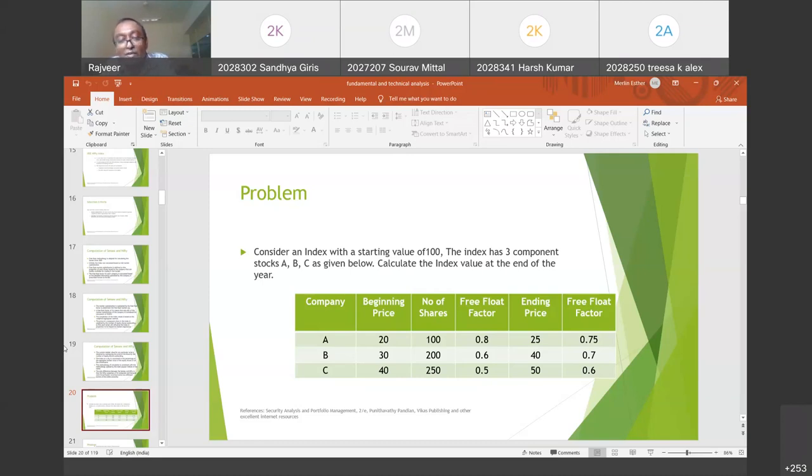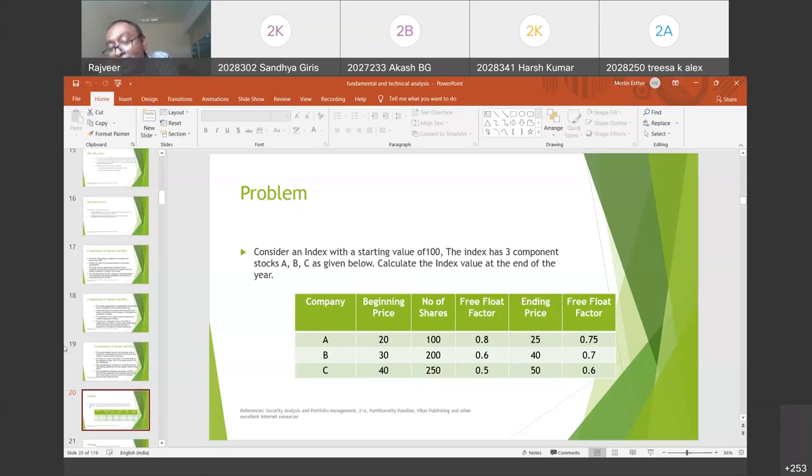So what you see, students, there is your beginning price. Yes. Your beginning price, number of shares. Yes. Free float factor. So how do you calculate market capitalization? Students? Number of shares into the share price. Okay, correct. So number of shares into the share price would be the market capitalization. Correct. Most of you have said that.